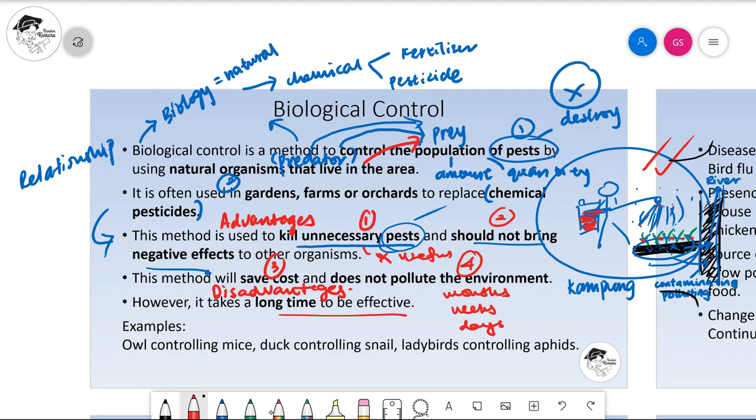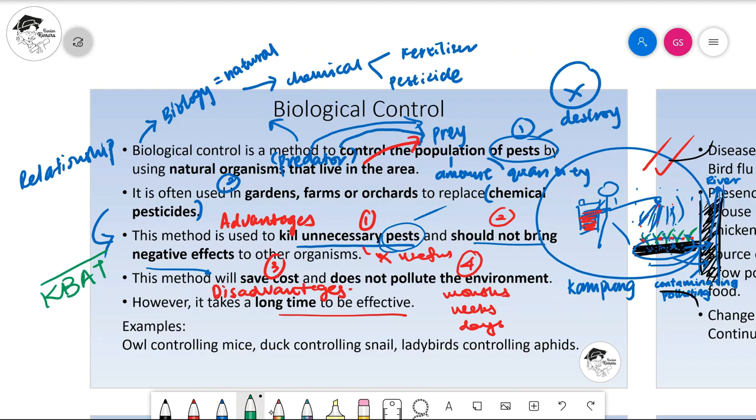Because this owl has to go and eat the rat. And this owl is not a rubbish bin, you know. It must eat, it must digest, it must fly around, get tired, sleep, wake up, hungry again, then baru they can go and catch the new rat or new mice. So that's why biological control will be slow. So this part is where they will usually ask about. This is the best part to ask about.